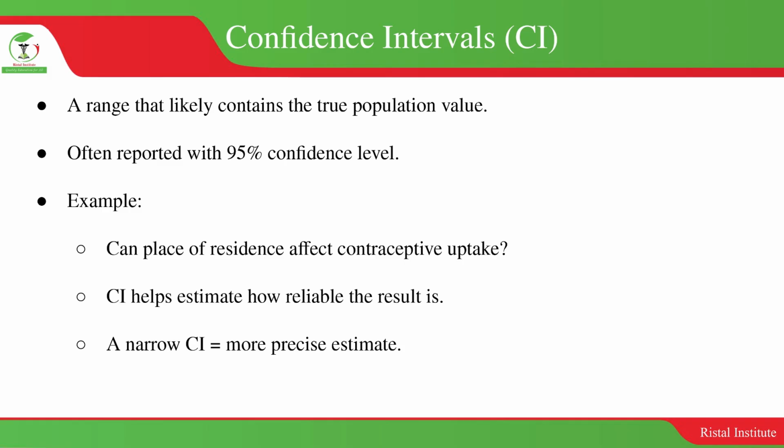So, for example, if you wanted to understand whether urban place of residence is responsible for institutional delivery or for mothers taking contraception, after doing a confidence interval, it should be able to estimate for you whether place of residence is significant to contraceptive use.